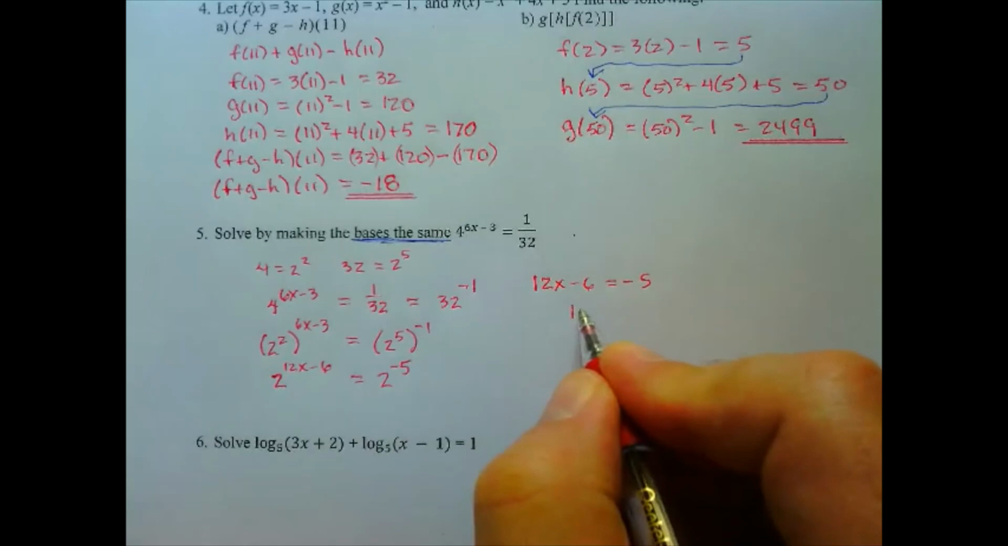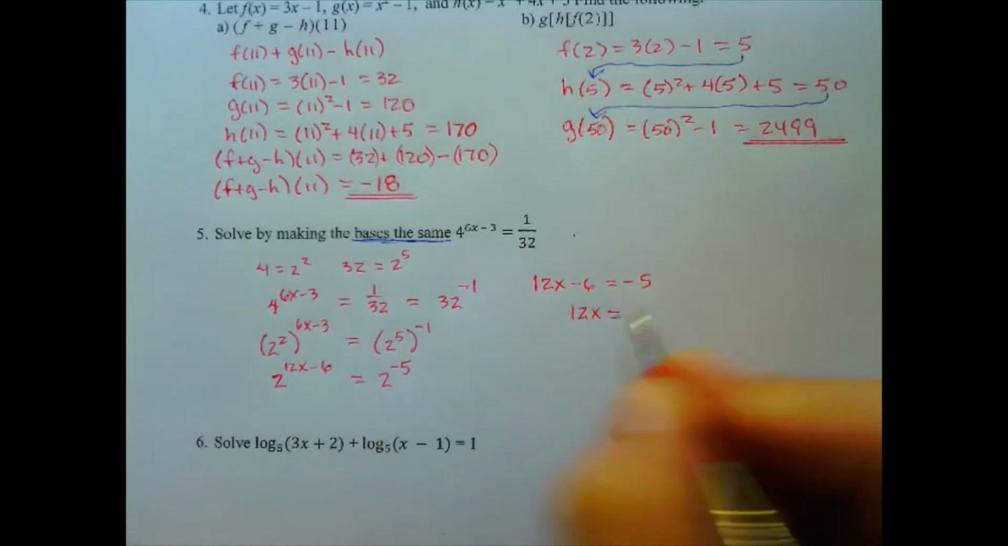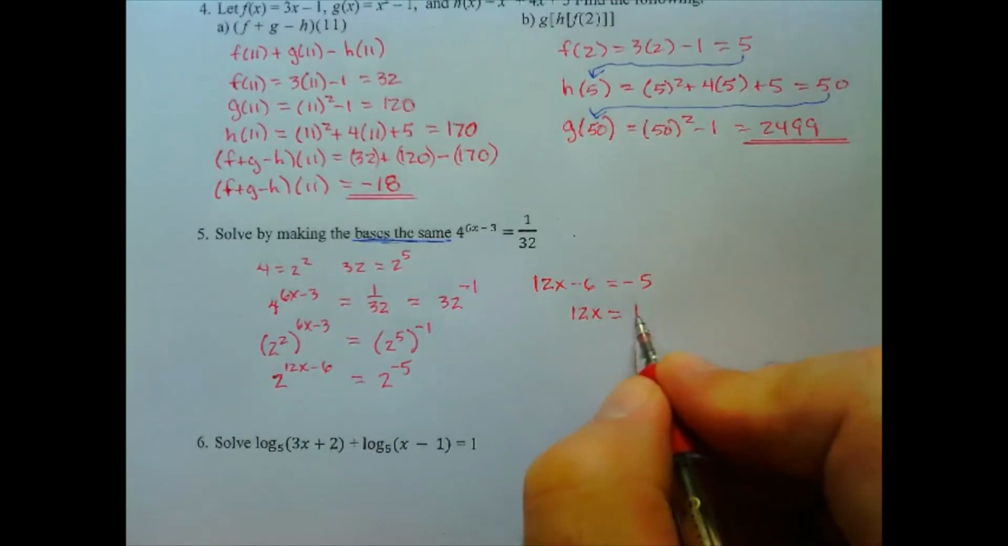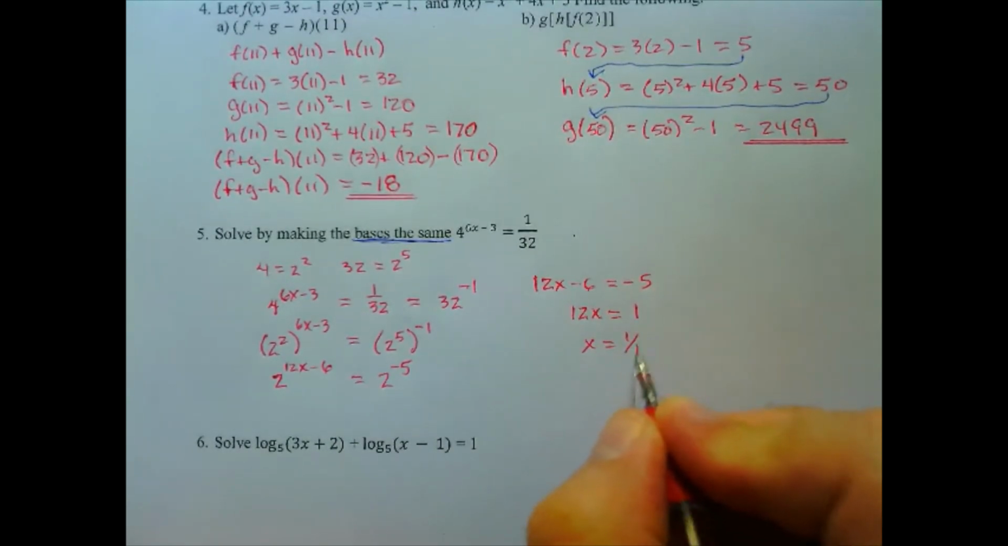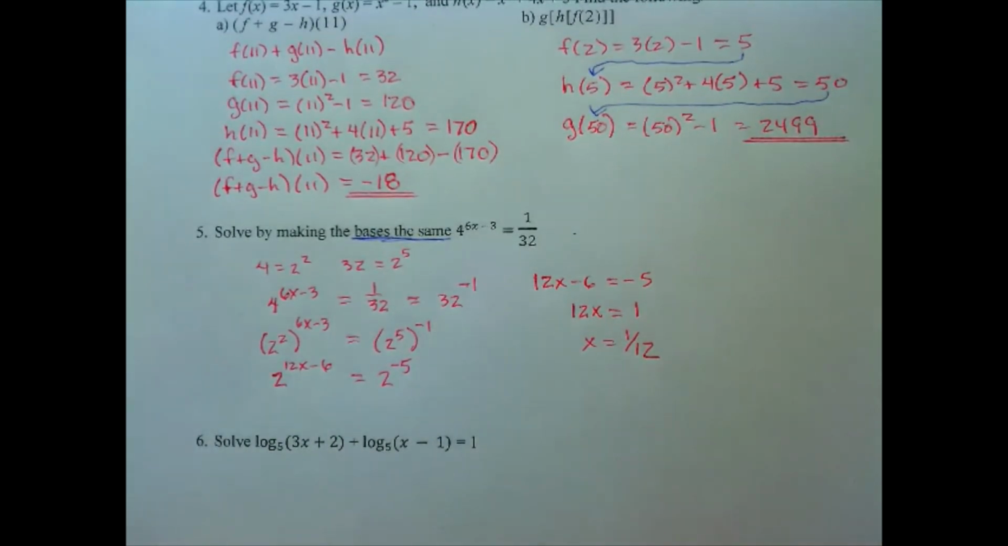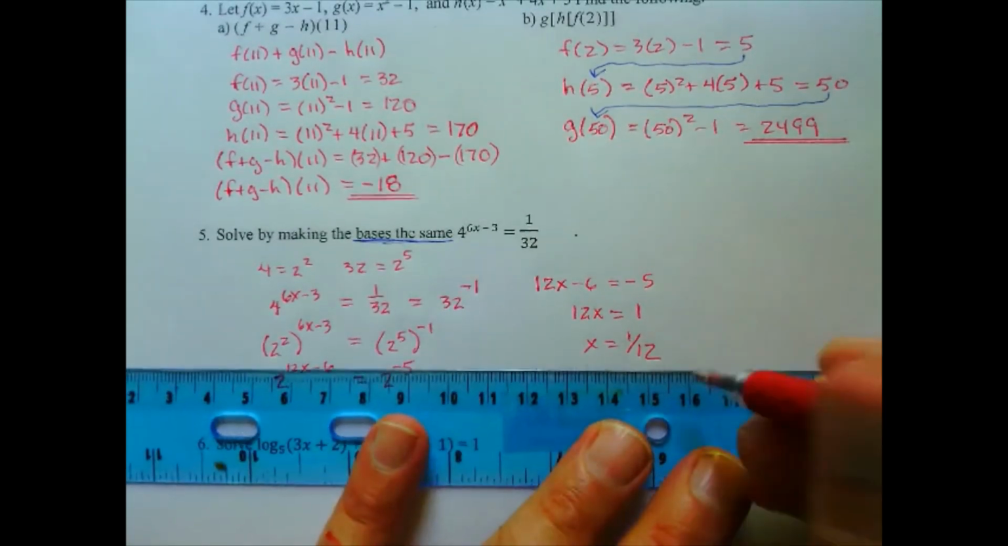And now solving, 12x equals add 6, so x equals 1/12. And I have solved for x by making the bases the same.